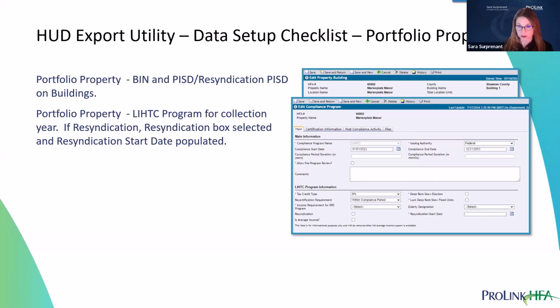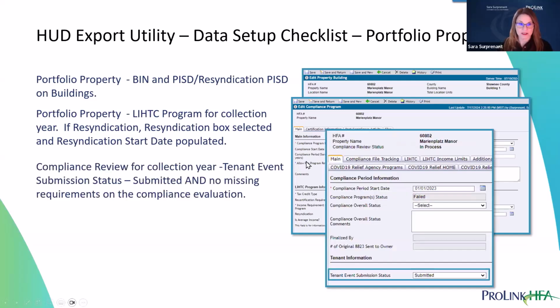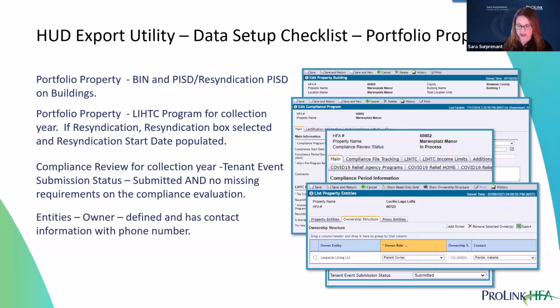If you just have a HOME program and just an additional set aside of some sort, that's not going to get reported to HUD. It's just going to be LIHTC information only. Compliance review for collection year, tenant event submission status: any tenant events you have for an existing compliance review period that is part of the collection year, you have to have those tenant event submission statuses submitted. And the other thing is having that owner. You must have an owner on your property and they need to have contact information with a phone number.